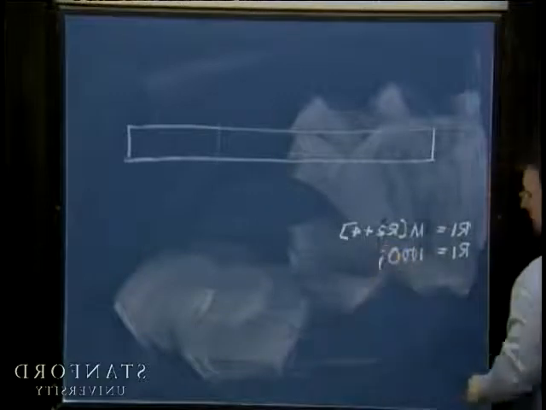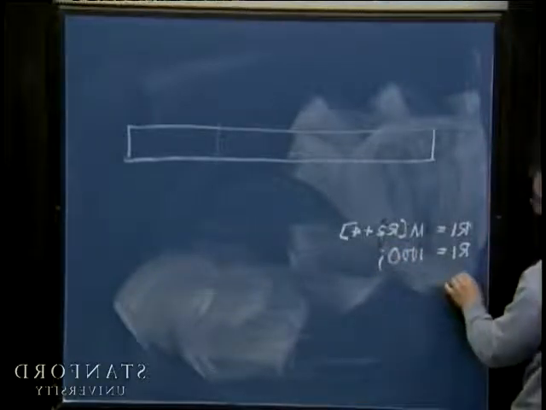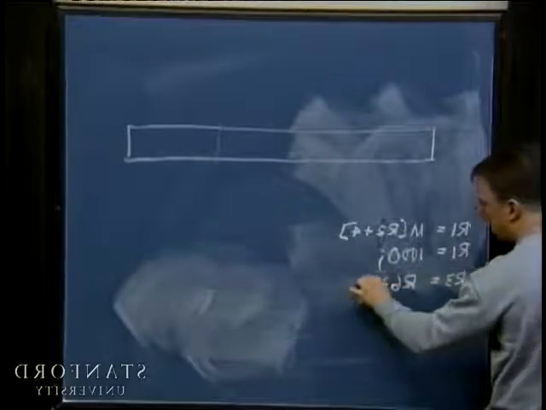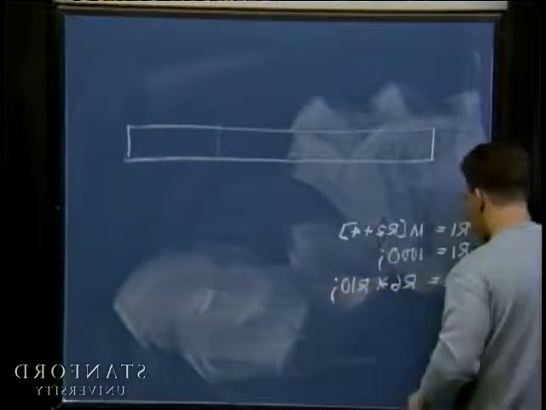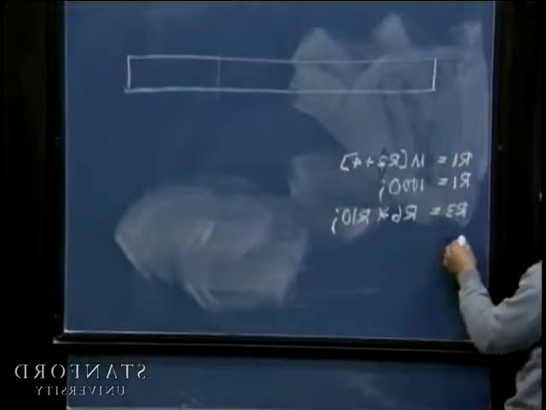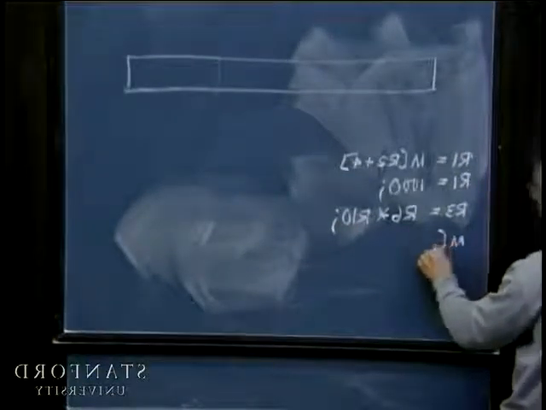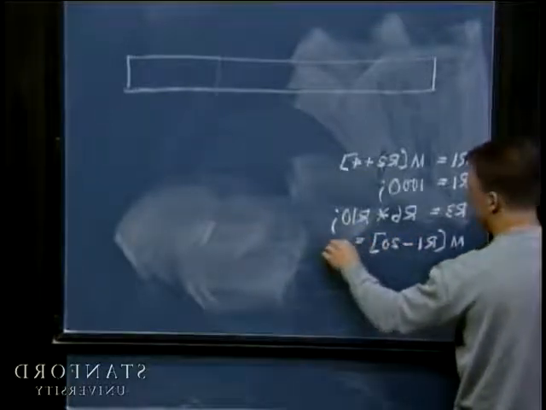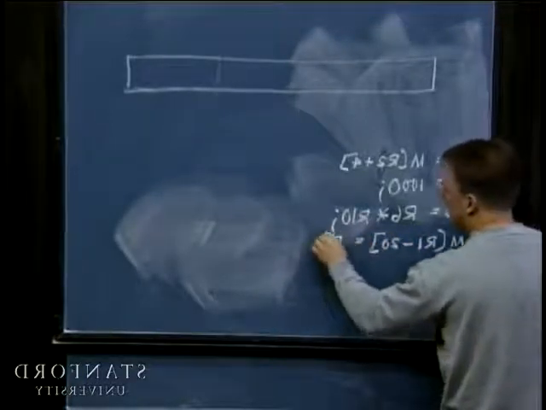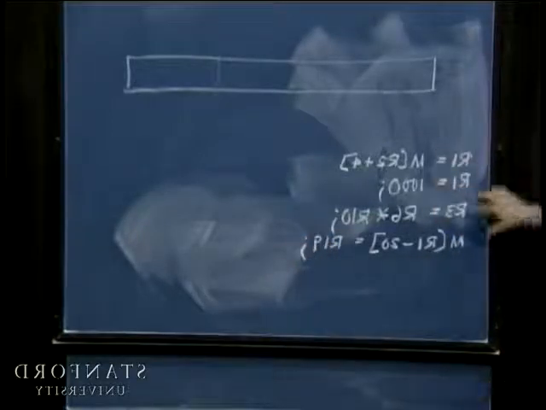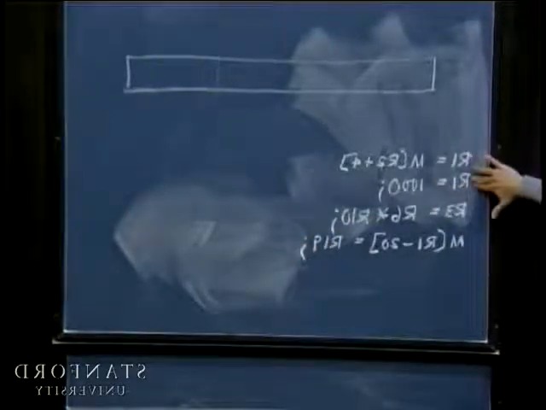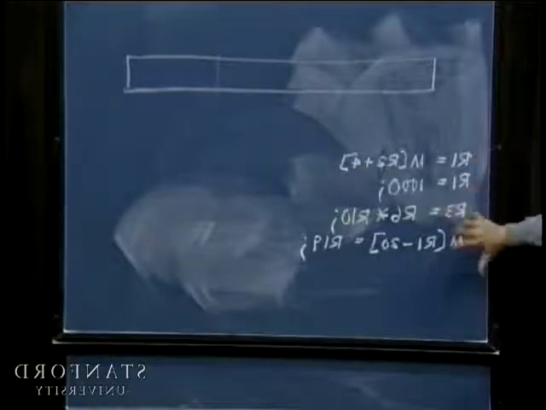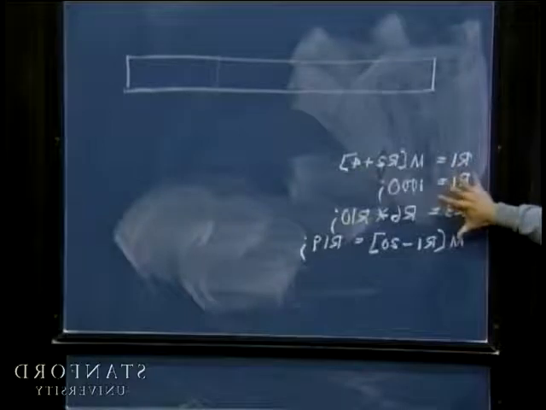It's not unusual either. Maybe you see something like this: R3 is equal to R6 times R10. And then something like M of R1 minus 20 is equal to, let's say, R19. A load, a direct immediate constant load, an ALU operation, and a store. These are a little bit more elaborate than you'd see in practice, but nonetheless, we have to be able to support them.